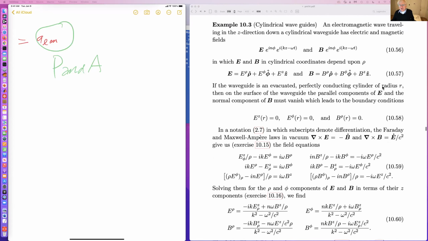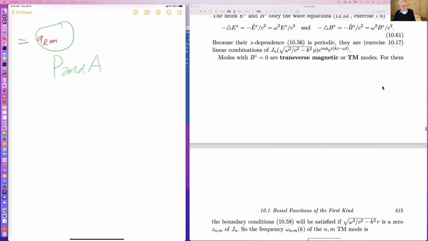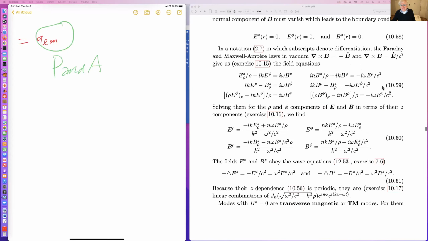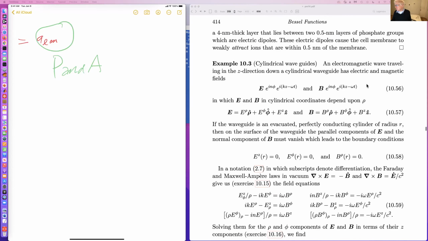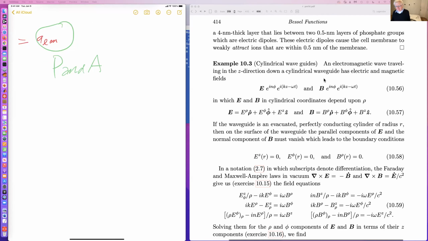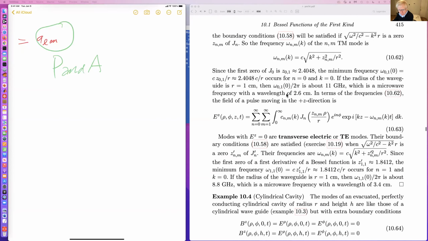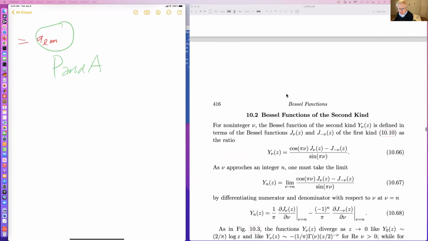Okay, here's another example, cylindrical waveguides. I think I should do this one, but I could do it tomorrow. All right, I'm going to do the waveguides tomorrow in the problem session. That may draw people into the problem session.